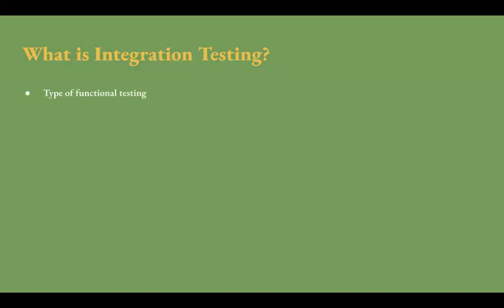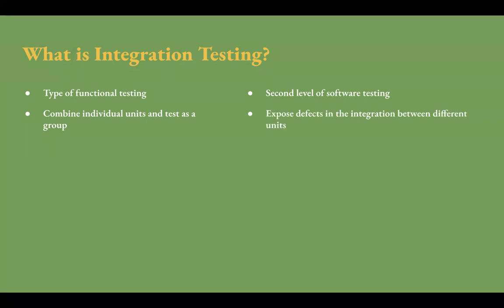Integration testing is a type of functional testing. This is the second level of software testing and comes right after unit testing, which means after unit testing, we perform integration testing. In unit testing, individual units are tested. Now, the next step is to combine those individual units and test them as a group, and to verify that multiple units are working fine together or not. These tests check how well different software components work with each other. The purpose of integration testing is to expose the defects that appear while integrating different modules or units.